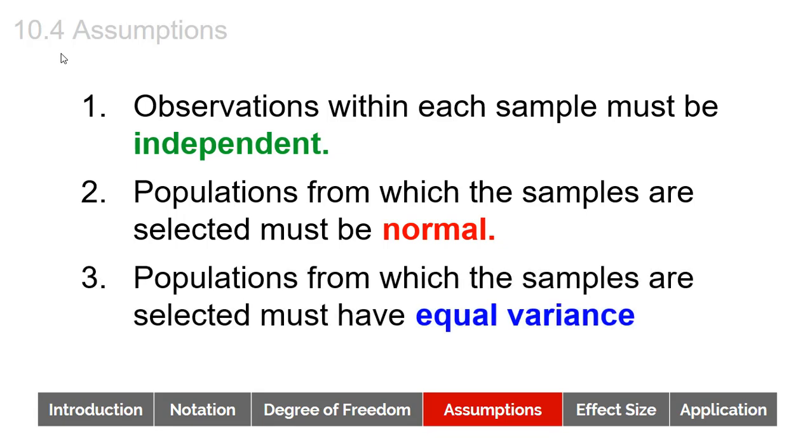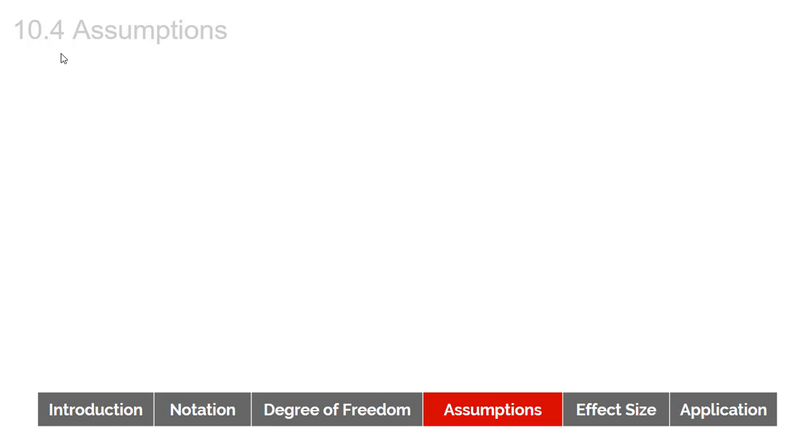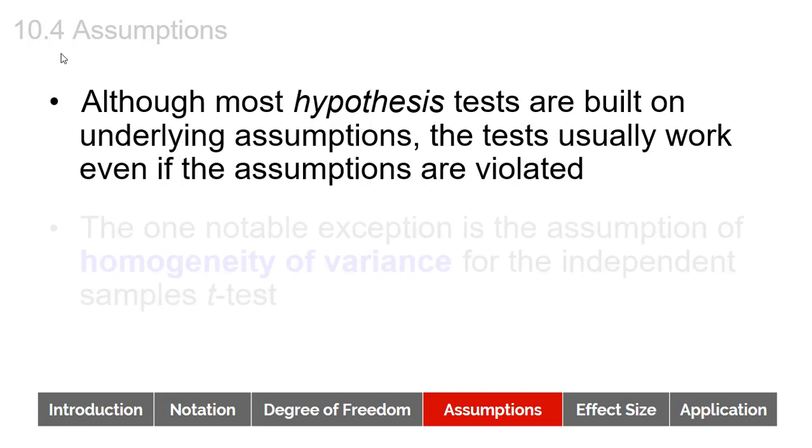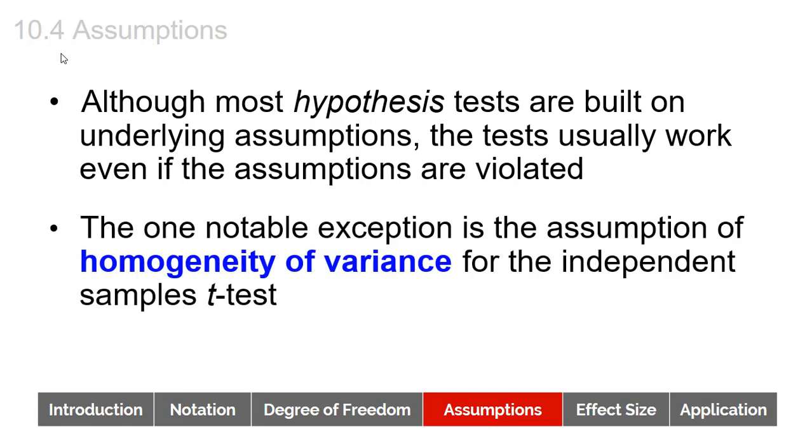But the third one is more problematic, and this is populations from which the samples are selected must have equal variance. So what does that mean? If we look at the variance within sample A and within sample B, we are going to assume for doing this test that they're about the same, that the scores vary in about the same way in each different distribution. So why does this matter? Well, most hypothesis tests are built on underlying assumptions. The tests usually work if the assumptions are violated, but one notable exception is this homogeneity of variance.